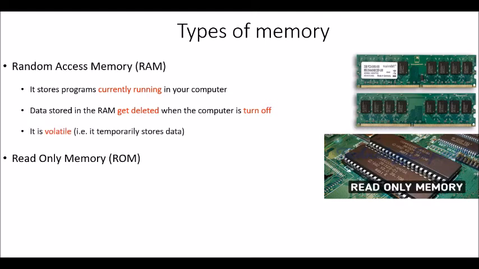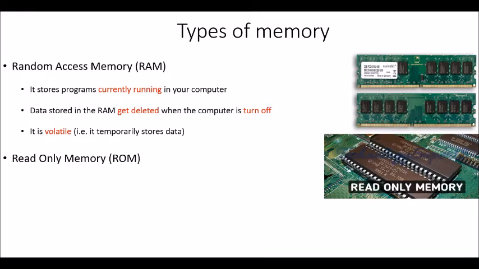And the last one, RAM is volatile. Why do we say it's volatile? It means it stores data temporarily. So the data doesn't stay in the RAM permanently, it's only temporary.